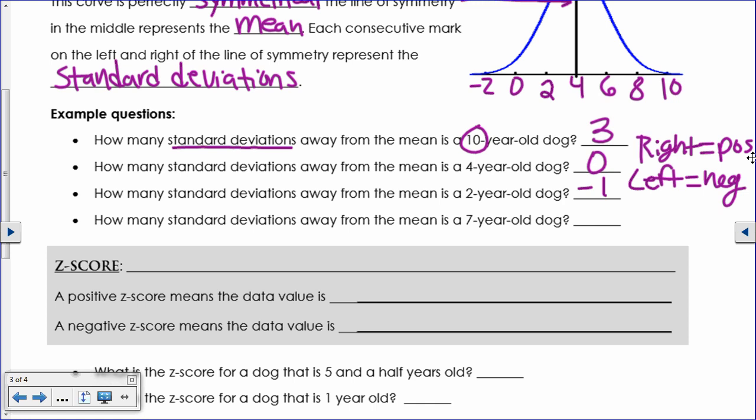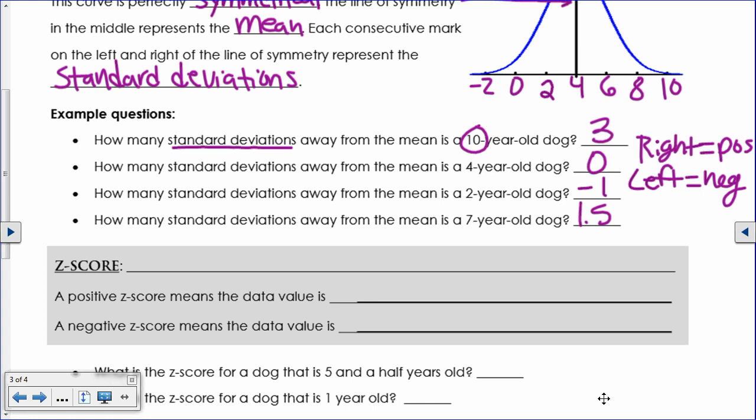All right, what about 7? 1.5. See how 7 is not an exact number, but we know it's exactly between 6 and 8? So you go 1 and then 0.5 standard deviations away. Okay? So that's how you guys can label and analyze a bell curve. Let me ask you some questions like that.